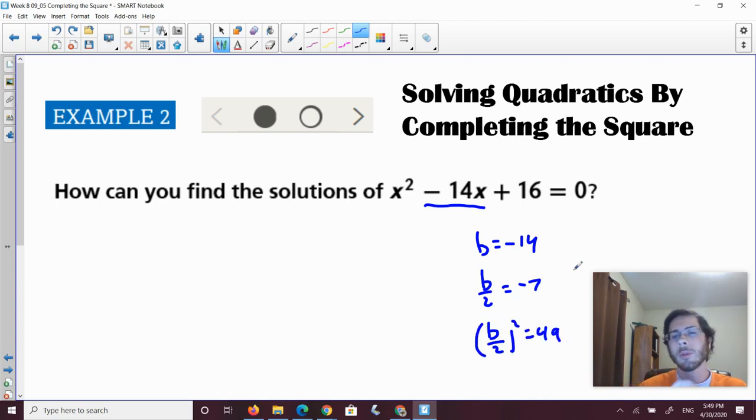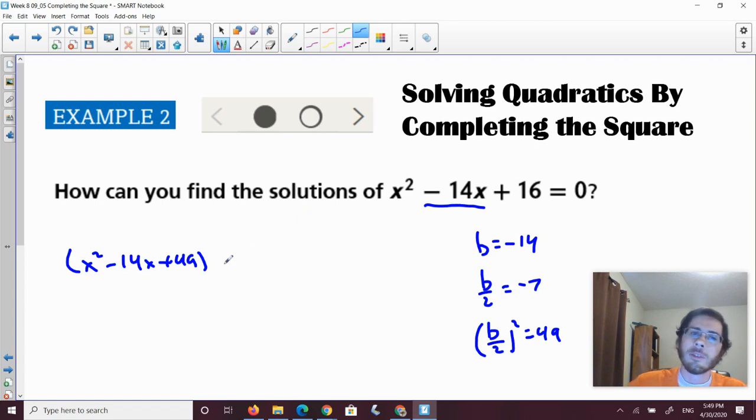So remember, when we want to make a perfect square trinomial, we always wanted to add a number. We always wanted to add the 49. So this is going to become x squared minus 14x plus 49. That looks good. That's what we did in the last part. That's what we did in example 1. But we're not allowed to just add 49 if we want. If we add 49, we also have to take away 49. And the rest of the problem still exists. So we still have the plus 16, we still have the 0.